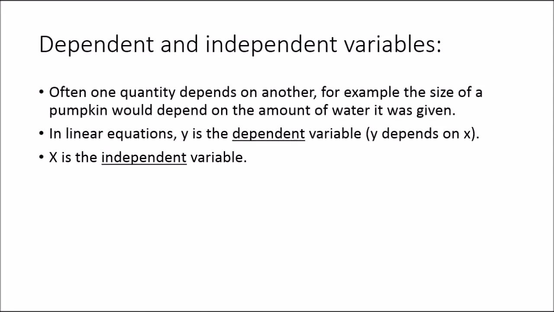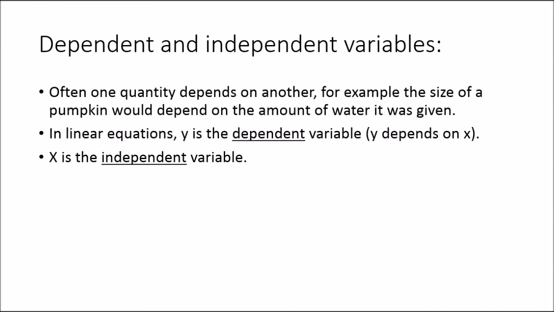So firstly, we need to think about an idea called dependent and independent variables, and it's just thinking about how the quantities in an equation relate to each other. Often one thing will depend on another. If you're doing an experiment where you're watering pumpkins, then you might expect that the pumpkins that get more water are going to get bigger. So the size of the pumpkin depends on the amount of water it's given. Now the amount of water doesn't depend on the pumpkins. The amount of water depends on how much water you put on.